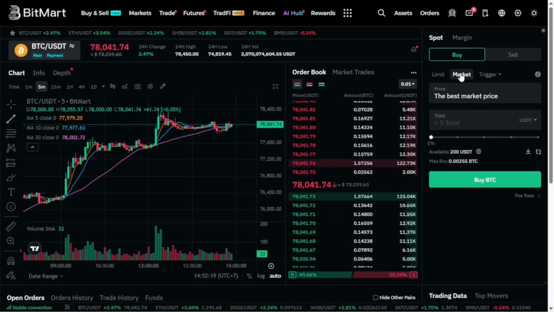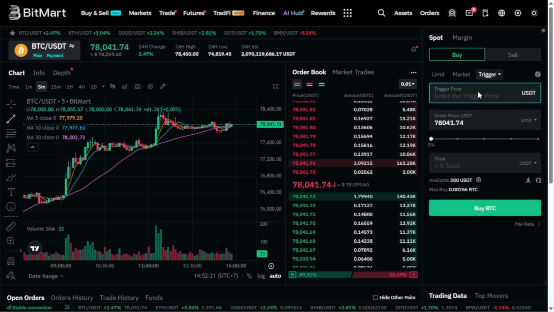Next, and a bit more complex, we have a trigger order. A trigger order activates once the price hits a level you choose. Once triggered, it can place either a market or limit order. This is commonly used for automated entries or stop losses. We have a take profit and stop loss order. A take profit and stop loss can work similarly to a trigger order. It lets you automatically close your trade at a target profit price or a set loss level. You can choose whether it executes at a market or a limit order.